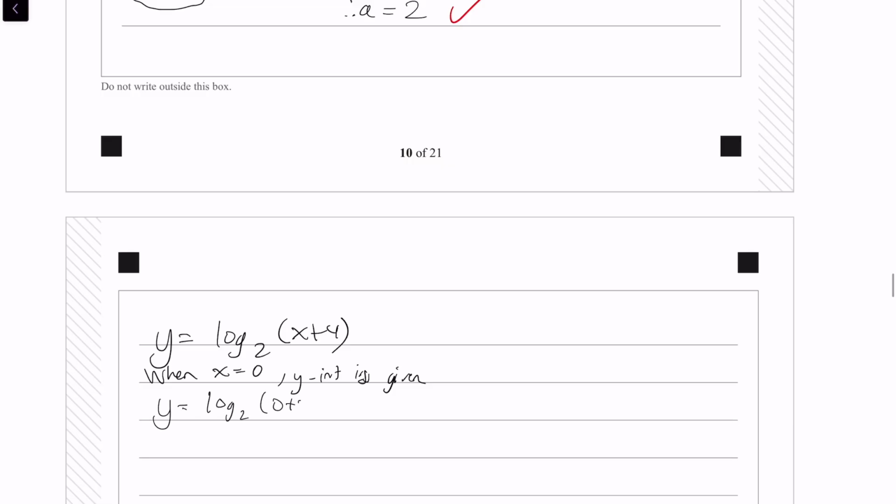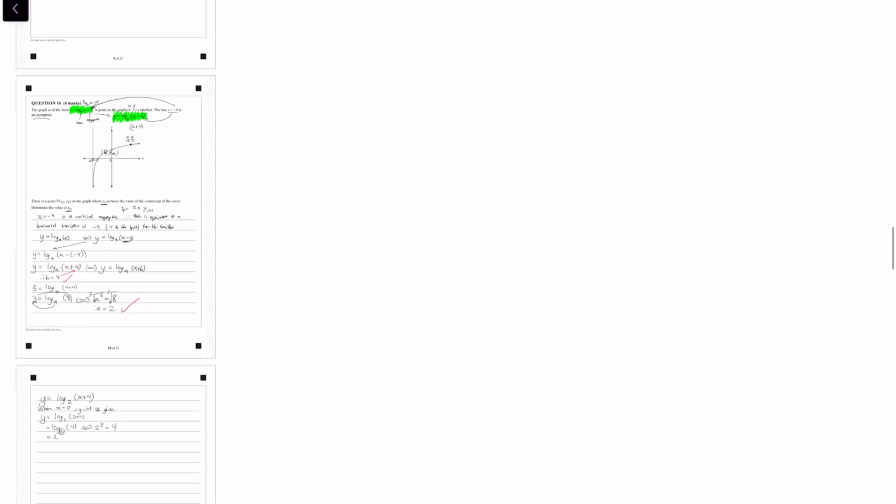0 plus 4. So log base 2 of 4 is just 2, because we're trying to find what number the base can be raised to the power of 2 to get the value of 4, which is 2, because 2 squared is 4. Right? Again, we can confirm that by converting it to exponential form.